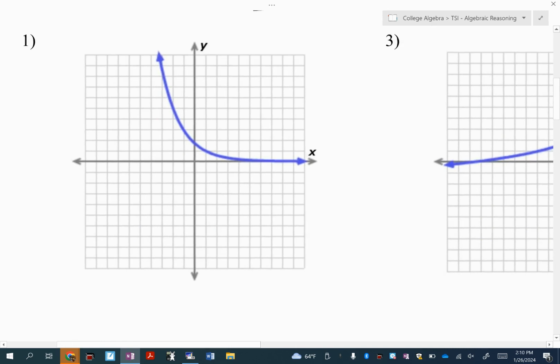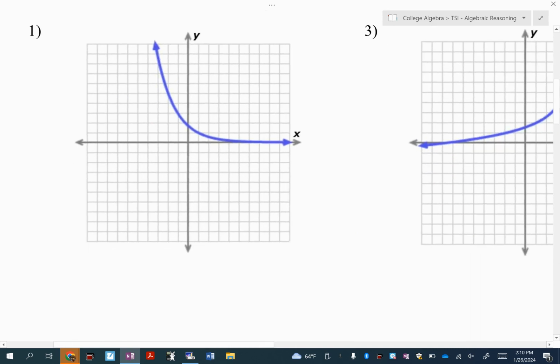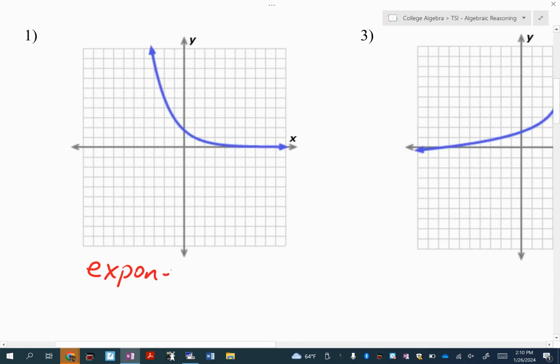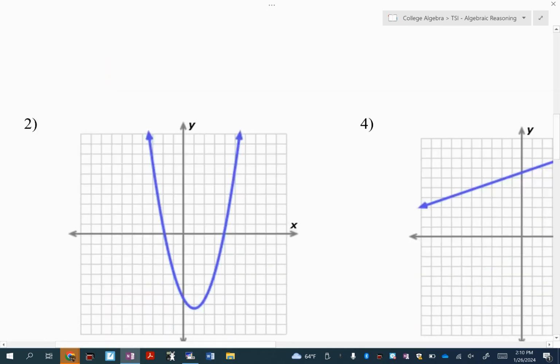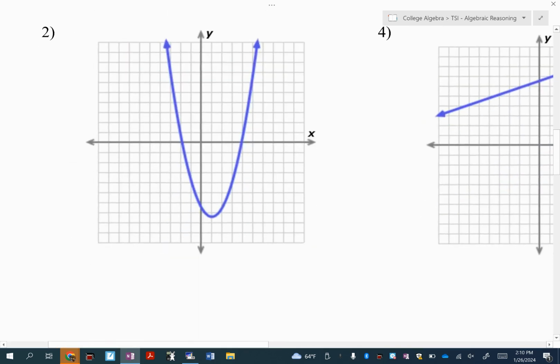What do you guys think for number 1? And you don't even have to get that specific, Isaac. You can just say exponential. Technically, you're right. It is exponential decay. But you just have to say exponential. Go to number 2. This is number 2. Quadratic. See how it's a U?